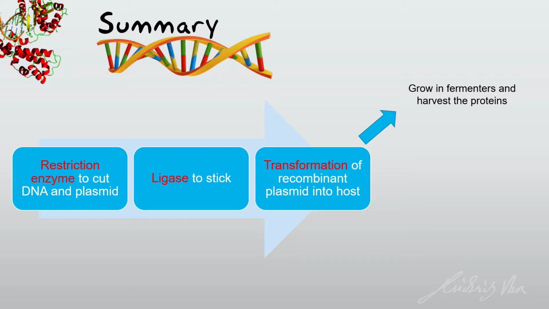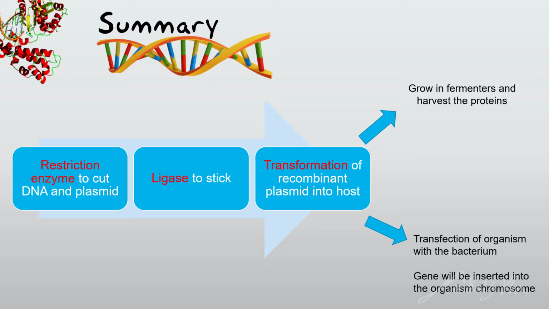In the case where we want the organism to produce the protein itself, we can perform transfection of the organism with bacteria or virus. Then the gene will be inserted into the organism's chromosome. Because bacteria and viruses actually have the tool to do that.